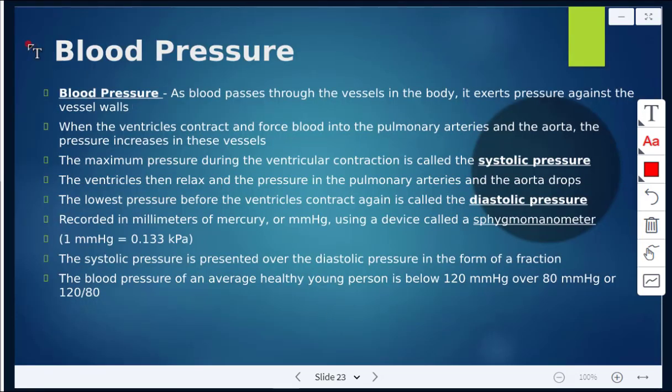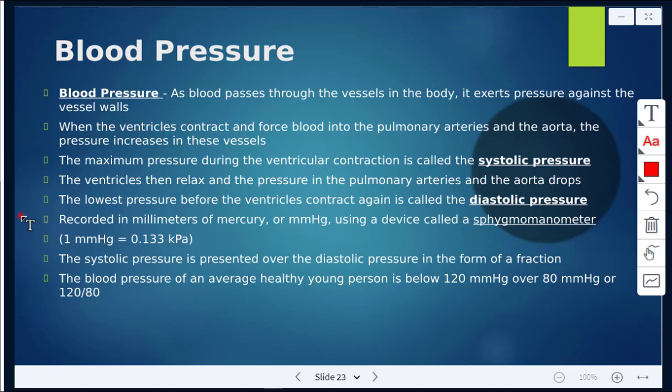Blood pressure. As blood passes through the vessels in the body, it exerts pressure against the vessel walls. When the ventricles contract and force blood into the pulmonary arteries and the aorta, the pressure increases in those vessels. The maximum pressure during the ventricular contraction is called systolic pressure. The ventricles will then relax, and the pressure in the pulmonary arteries and the aorta will drop. That lowest pressure before the ventricles contract again is called the diastolic pressure.